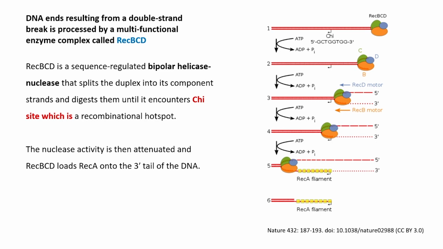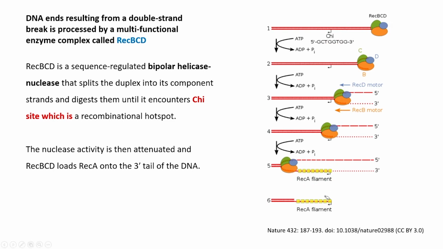resulting from a double strand break is processed by a multifunctional enzyme complex called RecBCD. The RecBCD is a sequence regulated bipolar helicase nuclease that splits the duplex into its component strands and digests them until it encounters a chi site, which is a recombinational hotspot. The nuclease activity is then attenuated and RecBCD loads RecA into the 3' tail of the DNA. So, these are the critical steps.